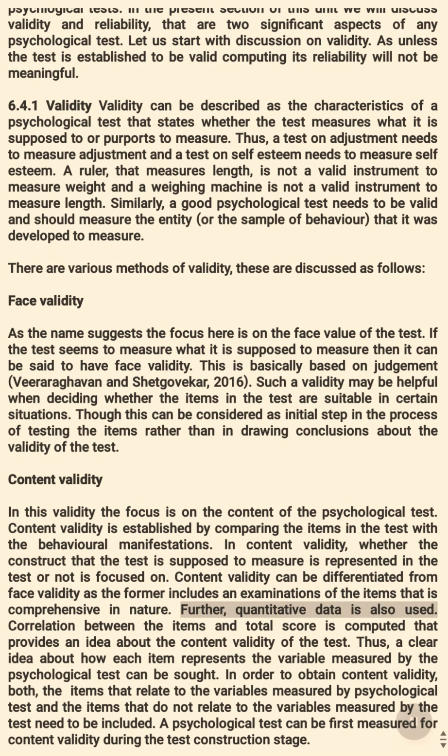Further, quantitative data is also used. Correlation between the items and total score is computed that provides an idea about the content validity of the test. Thus, a clear idea about how each item represents the variable measured by the psychological test can be sought. In order to obtain content validity, both the items that relate to the variables measured by the psychological test and the items that do not relate to the variables measured by the test need to be included. A psychological test can be first measured for content validity during the test construction stage.